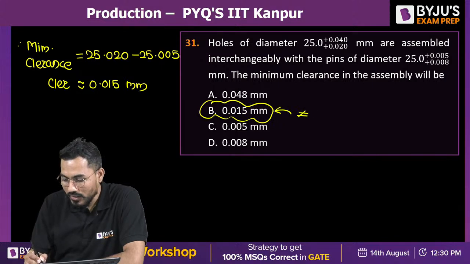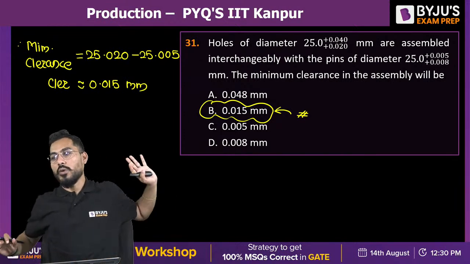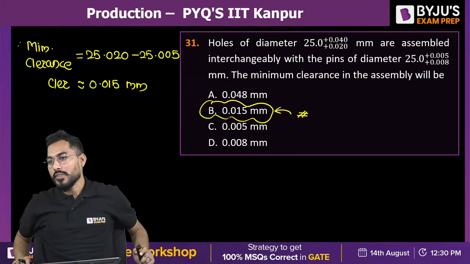And can you believe that this question also sometimes comes in a GATE examination? So this is my answer. Directly straightforward. 0.015 millimeter. Right?